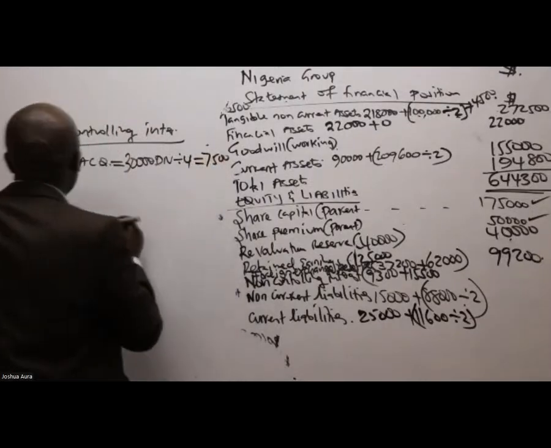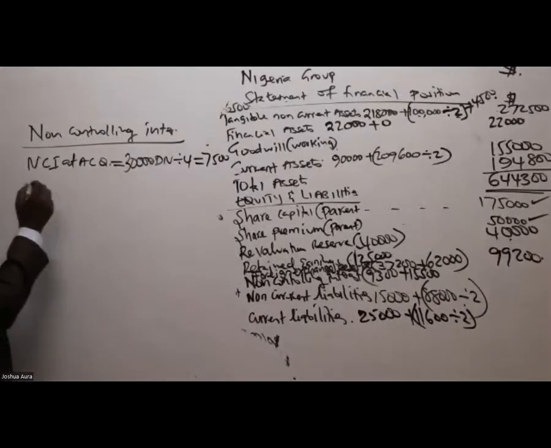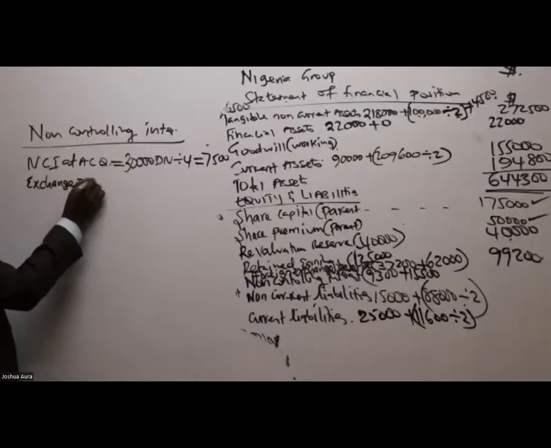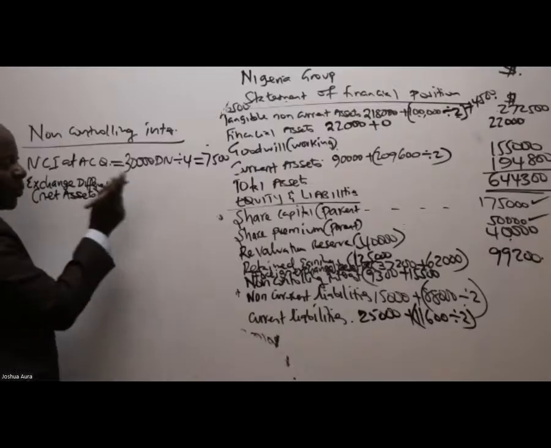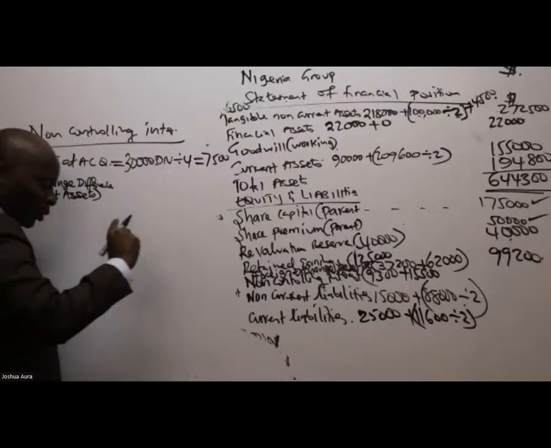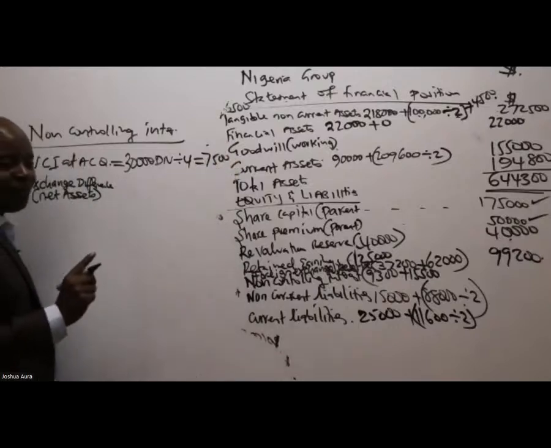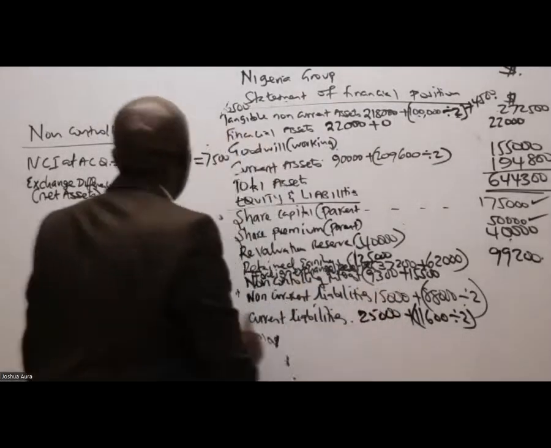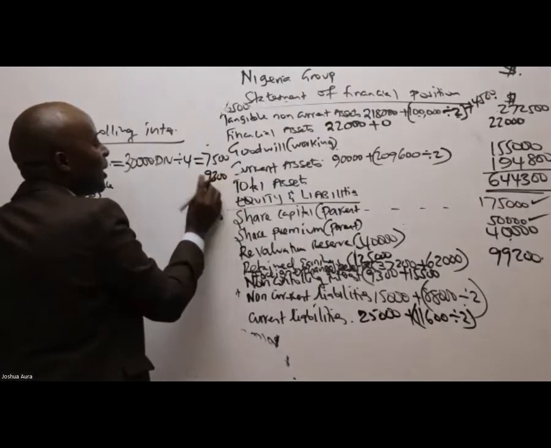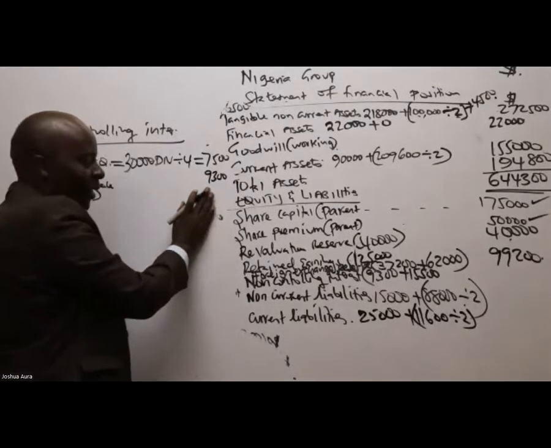Now, in this case, we gave them something from the exchange difference as regards changes in net assets. Is there somebody who can remember what we gave these guys? When we had a group exchange difference, we apportioned it to the parent and NCI. We gave them 9,300. And remember, this 9,300 is already translated. These are dollars now.